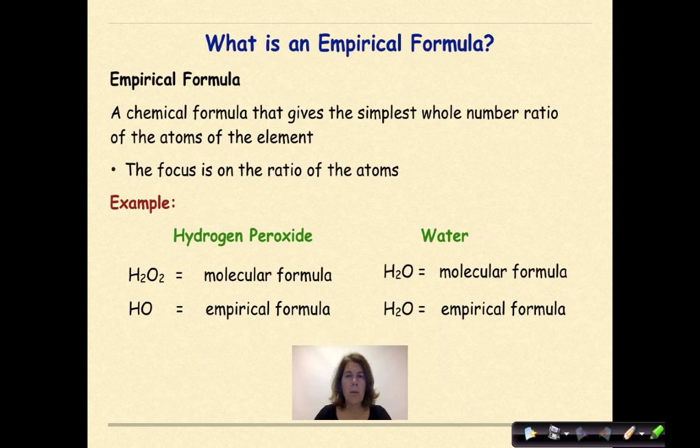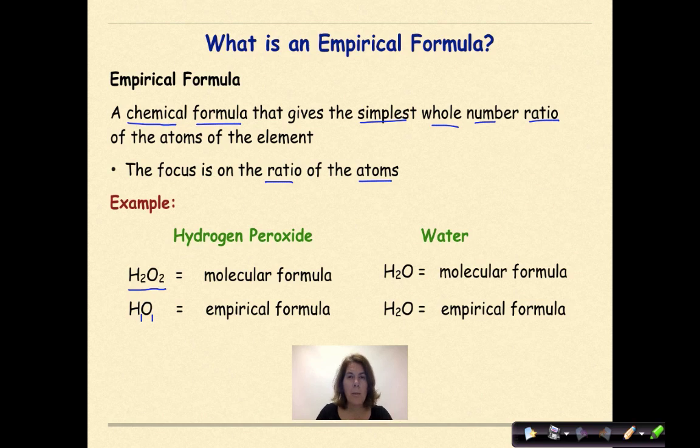What is an empirical formula? An empirical formula is a chemical formula that gives the simplest whole number ratio of the atoms of the element. The focus is on the ratio of the atoms. So let's look at some examples. Our first one is hydrogen peroxide. Hydrogen peroxide has a molecular formula of H2O2. The empirical formula of hydrogen peroxide is HO, where there's an assumed 1 here and here.